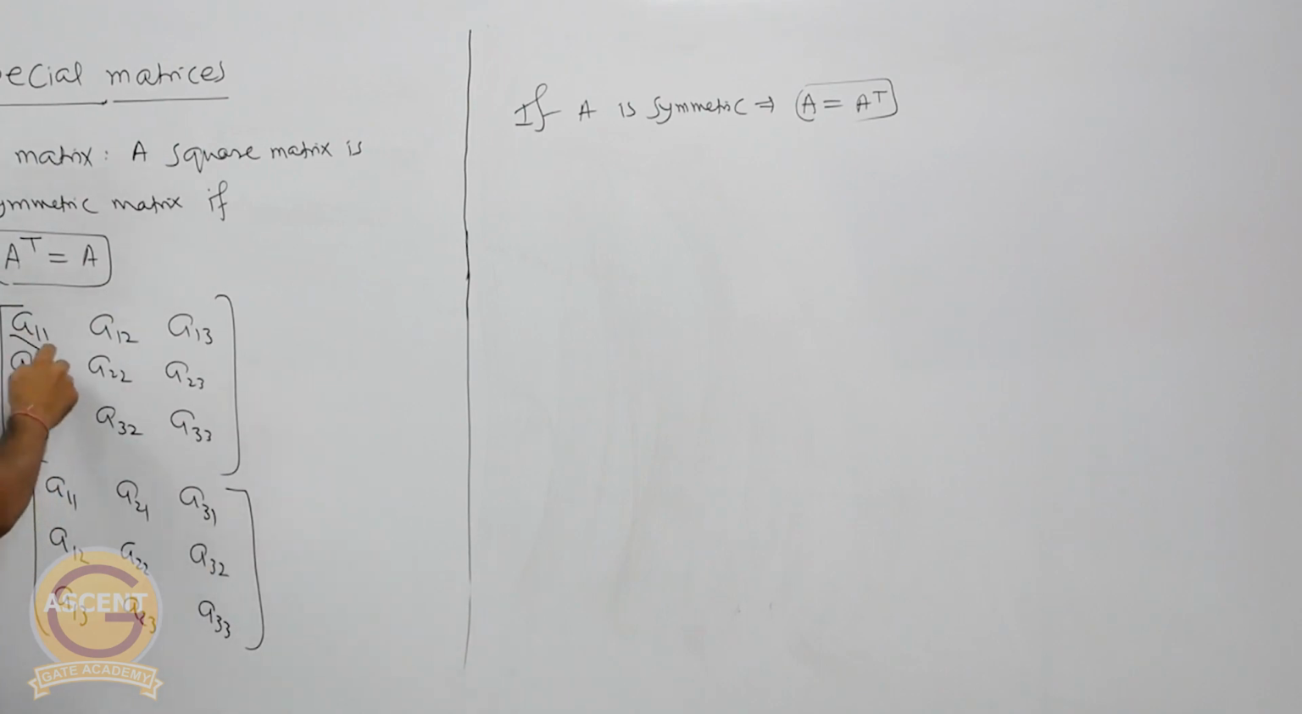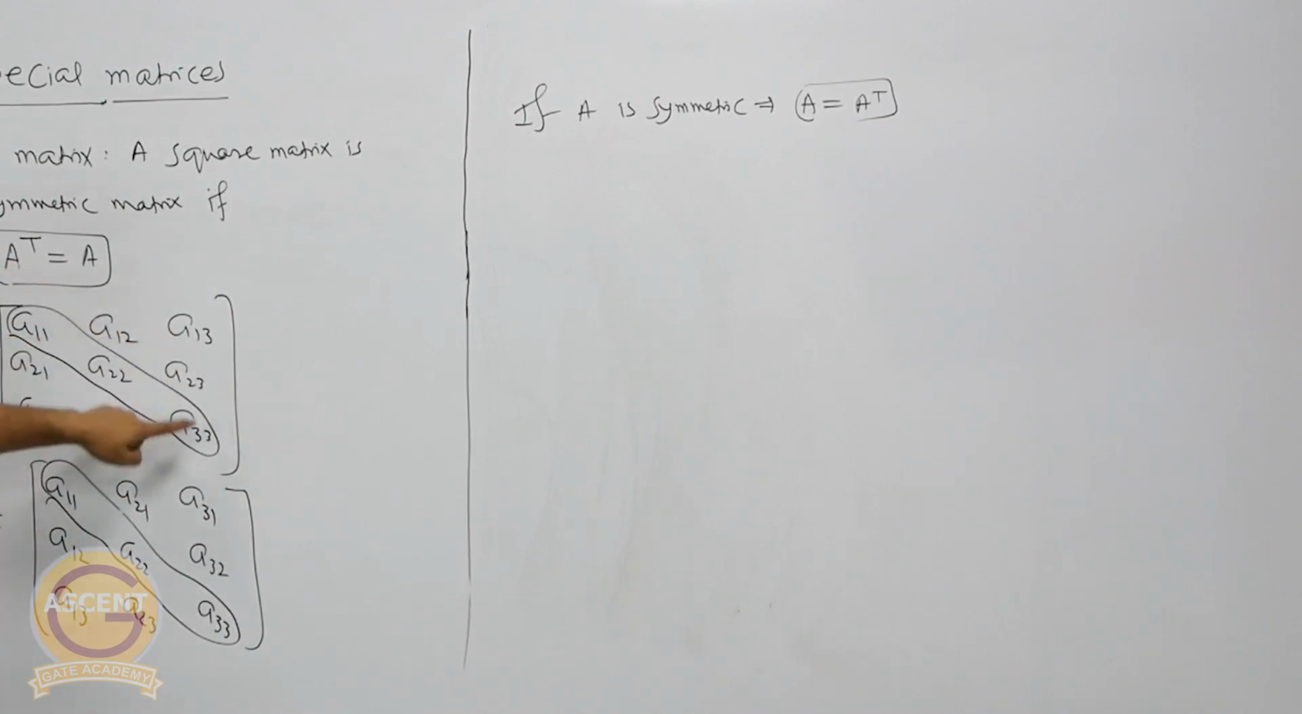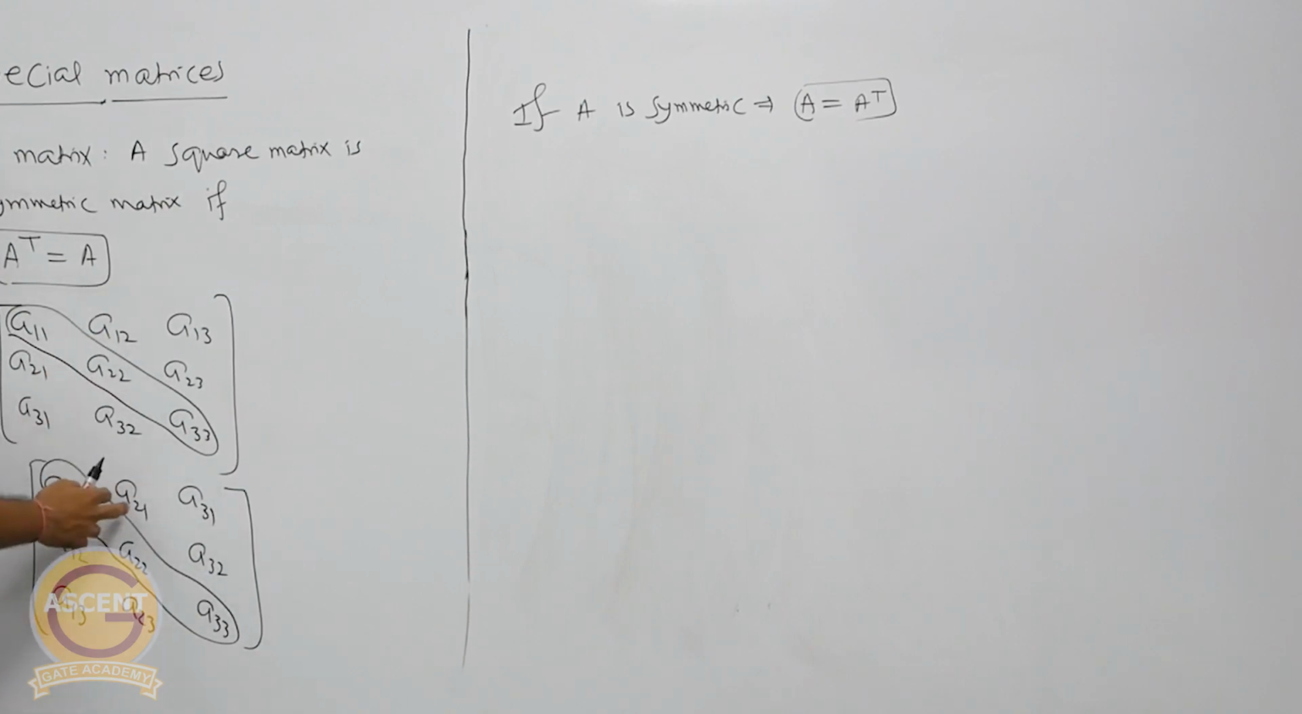These diagonal entries are not changing. For matrix A, the diagonal entries are A11, A22, A33. For A transpose also, these are the diagonal entries. If you take the transpose, then element A12 will become A21, element A13 will become A31 and so on. So these elements will change their position. Now if matrix A is symmetric, these two are the same. So this means element A12 has to be equal to A21, and A13 has to be equal to A31.